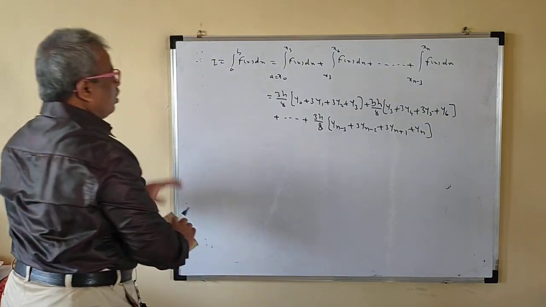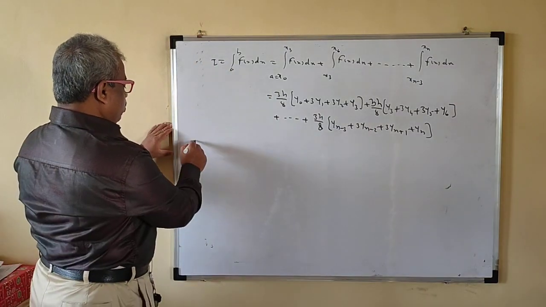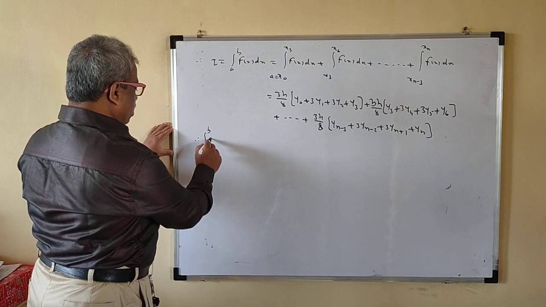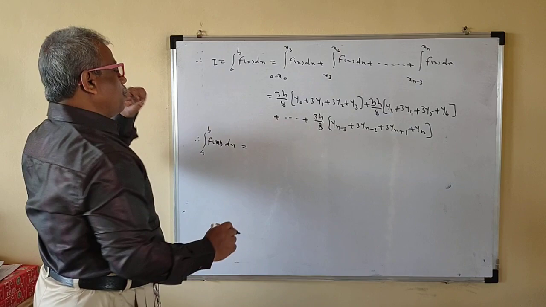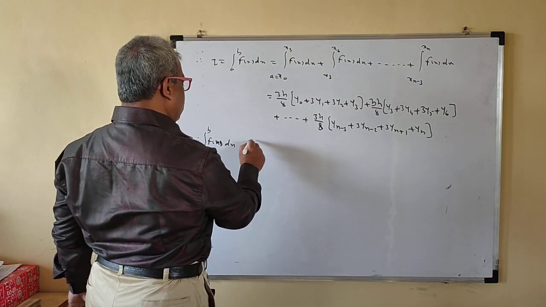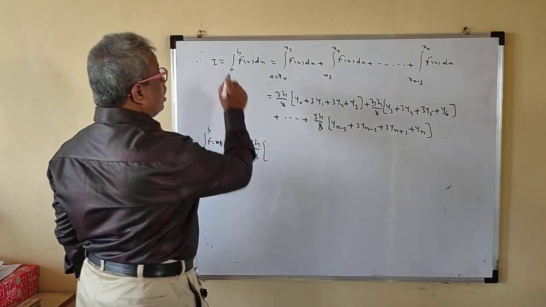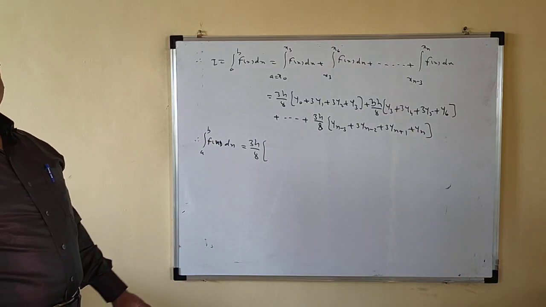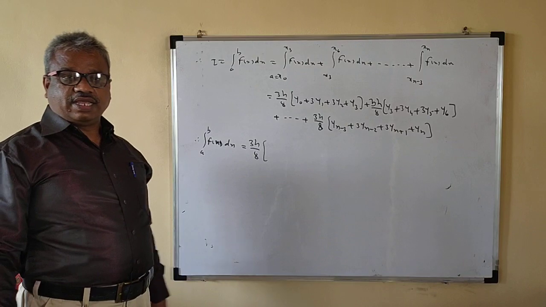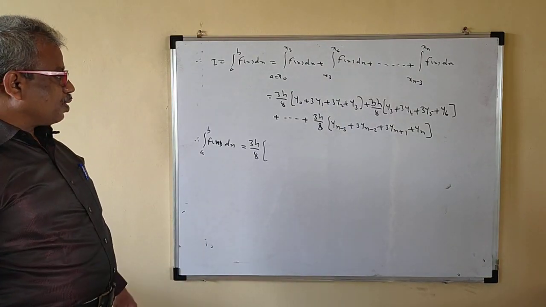We have to derive the formula for this. So the integration from a to b of f(x) dx is equal to, everywhere I will take 3h by 8 common. So therefore it is called the 3h by 8 rule, Simpson's 3/8 rule. In Simpson's 1/3 rule, h by 3 is there. For the trapezoidal rule, no problem for this one.